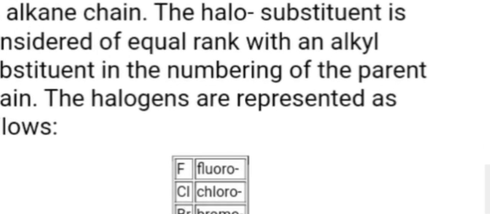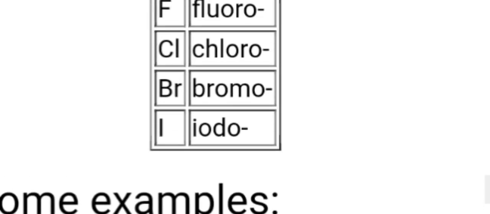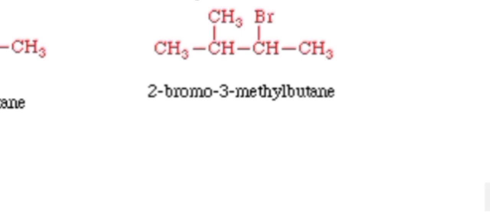Look at how we represent halogens. You can see it: F is fluorine, Cl is chlorine, Br is bromine, then I is iodine. Remember fluorine, chlorine, bromine, iodine. Now in naming organic compounds, fluorine will take the name fluoro, chlorine will take the name chloro, bromine will take the name bromo, then iodine will take the name iodo. Let's check this example so you see it.